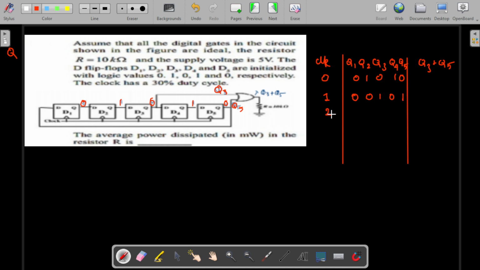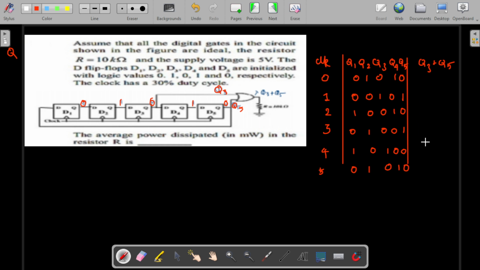Okay, so after clock 2, what will happen? The last input 1 will come here. 1 0 0 1 0. Okay, so third clock pulse, what will happen? 0 1 0 0 1. After the fourth clock pulse, 1 0 1 0 0. Fifth clock pulse, which is 0 1 0 1 0.